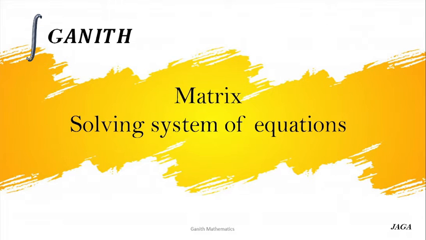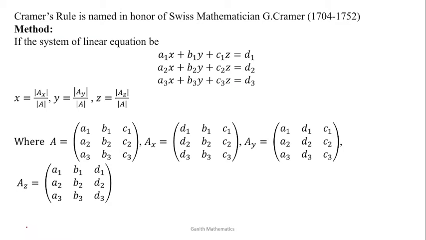There are two different methods to solve a system of equations. The first one is Cramer's rule, the second one is the inverse method. I am going to teach you how to solve a system of linear equations by using Cramer's rule. This rule is named in honor of a Swiss mathematician, G. Cramer. The method is very simple.